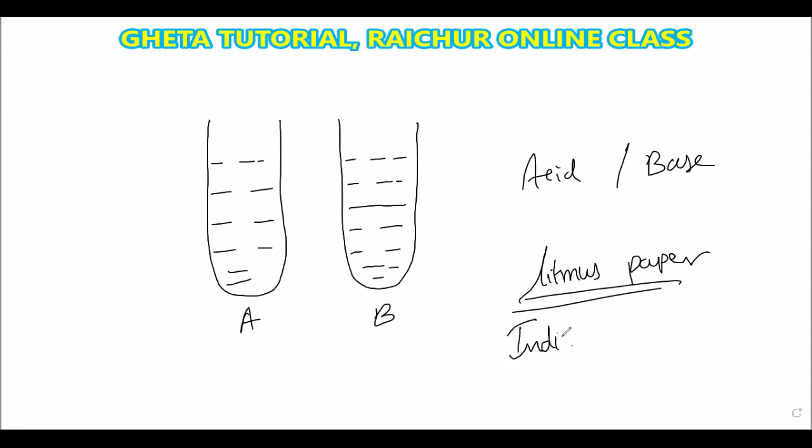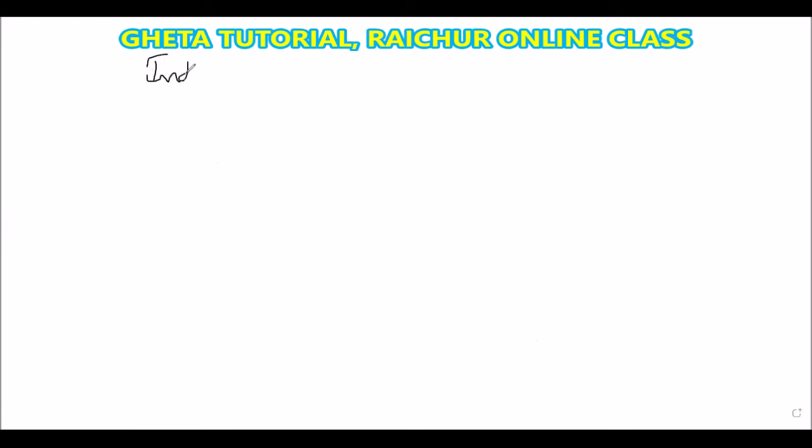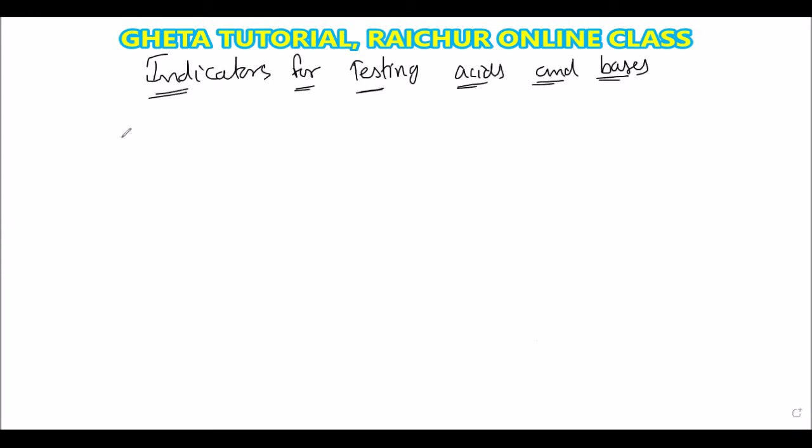Yes, we require indicators. We require indicators for testing acid. Indicators are required for what purpose? For testing. For what testing? Acids and bases. Whether the solution is acid or base. So we require the indicators. So what do you mean by indicators? How will they indicate whether the substance is acid or base?